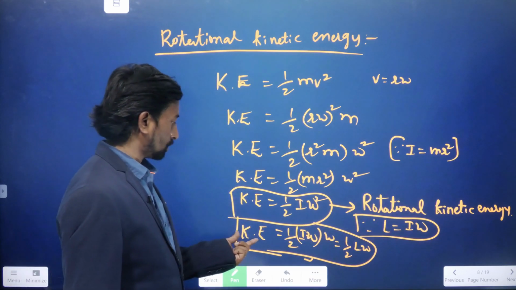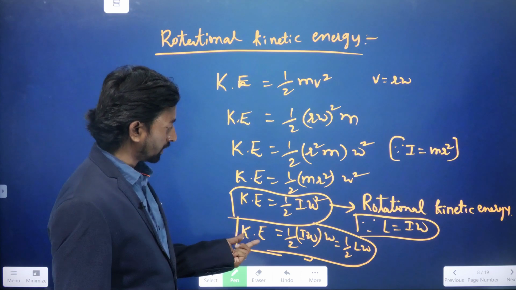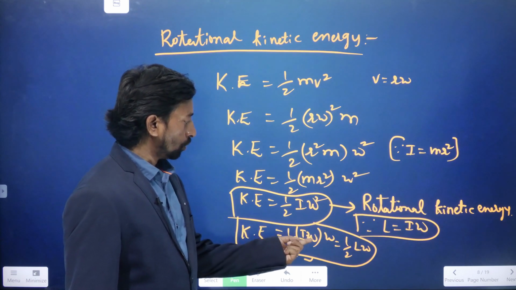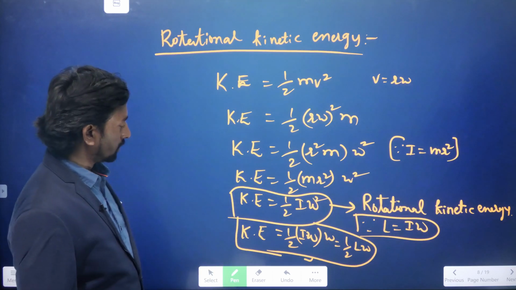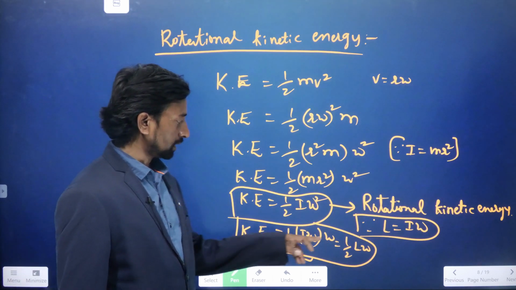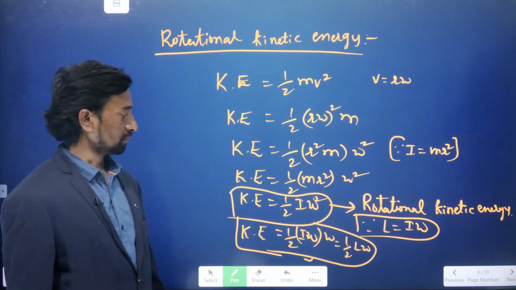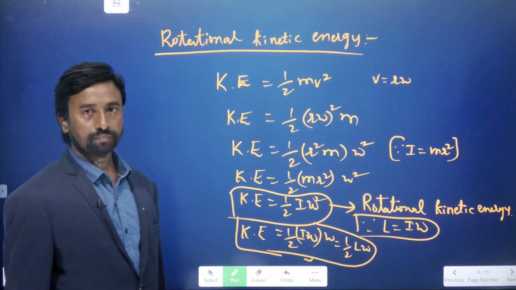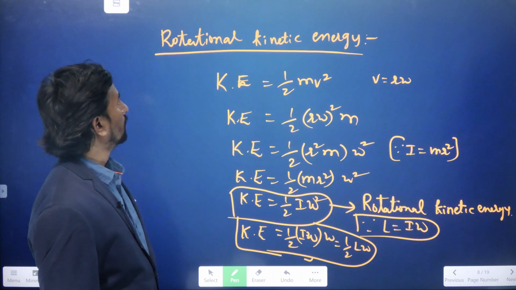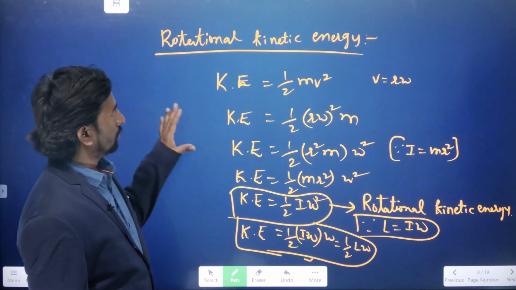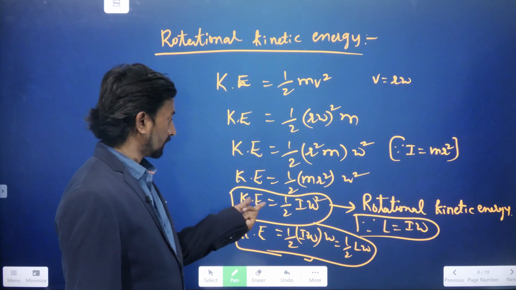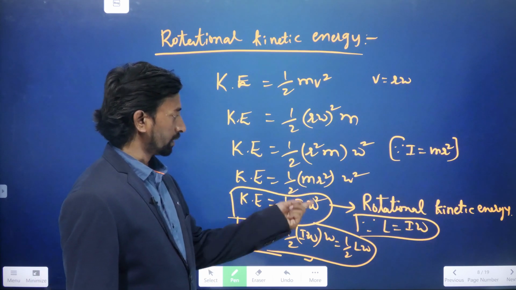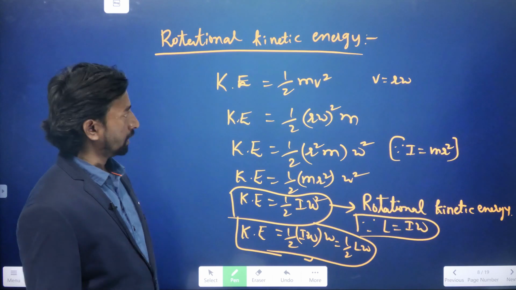So now we got the relation between the kinetic energy of the body and the angular momentum of the body in terms of the angular speed. That is the expression for the rotational kinetic energy: half into I into omega square.